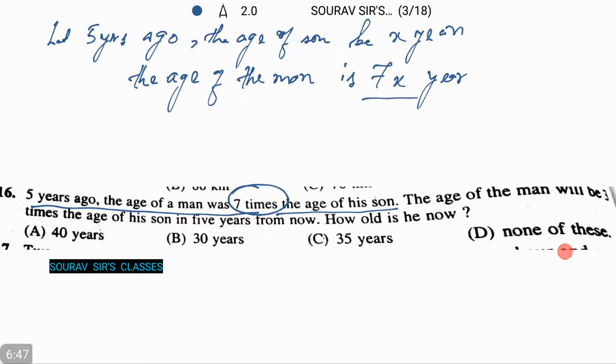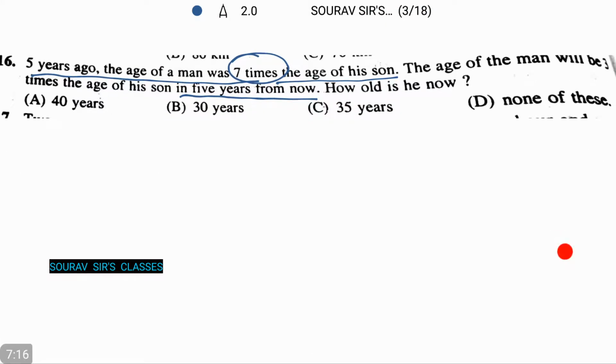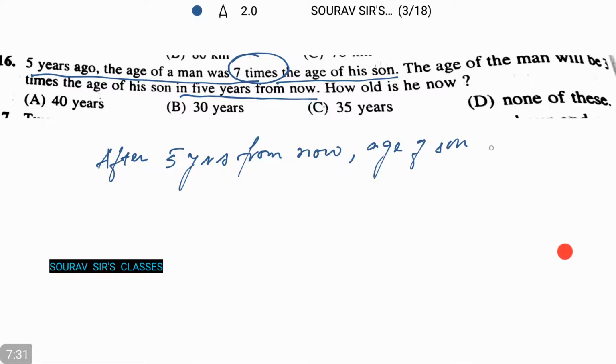since it was 7x times 5 years ago, so after 5 years from now, the son's age will be, after 5 years from now, you know, it's always best to underline the main parts of the question so that you get to visualize them more quickly. This is a technique I have used and I have found it beneficial. So, after 5 years from now, age of son will be x plus 10 years.